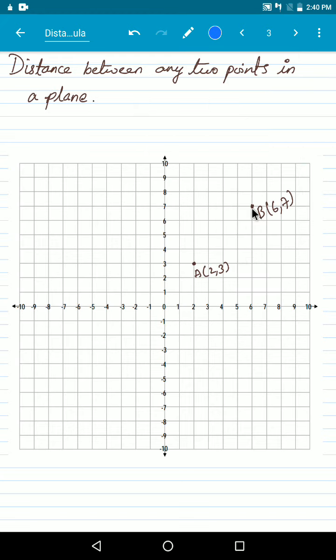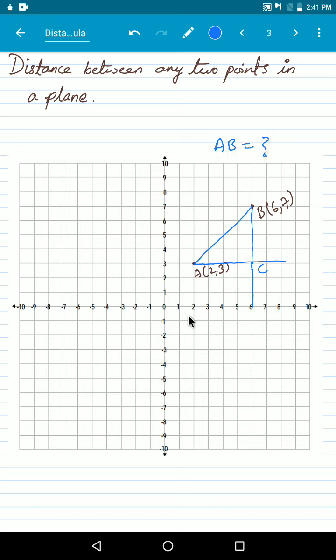Okay. Now all we have to do is just drop perpendiculars here, like this. Drop a perpendicular from B on the x-axis. And this one, let the point of intersection be C. And we need to find AB, right? AB is equal to how much? We need to find AB.